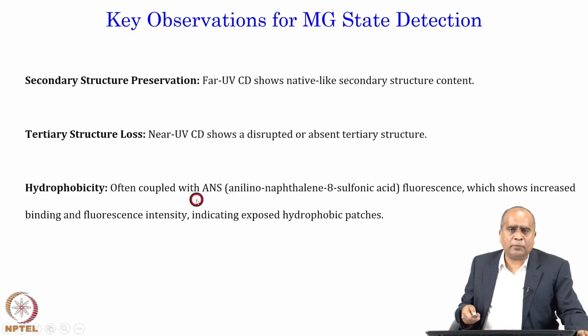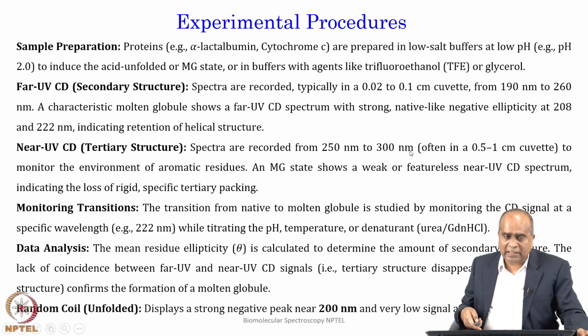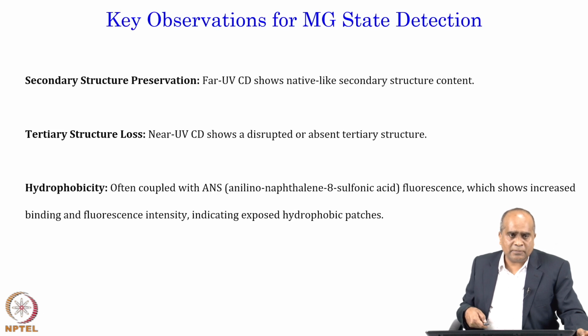Right. So, key observations from molten globule state detection: secondary structure remains the same, tertiary structure is lost, and hydrophobicity, which we can often prove with ANS, a fluorescent dye that shows increased fluorescence, indicates that hydrophobic surface area is now exposed. As I was mentioning, if we find this out, it means the function of an enzyme or protein can be greatly perturbed if the protein goes to the molten globule state.